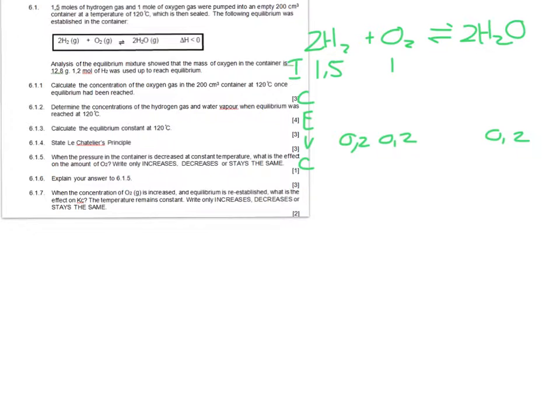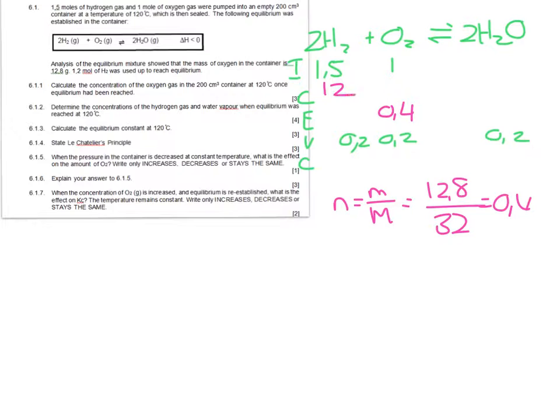And I'm going to go, number of moles is equal to mass over molar mass, and that's equal to 12,8 divided by 32, because oxygen's O2, and I get 0,4. So I'm going to say at equilibrium I've got 0,4 moles of oxygen, and then 0,12 moles of hydrogen was used up to reach equilibrium. So that means that I can say 1,5 minus 1,2, and I land up with 0,3.